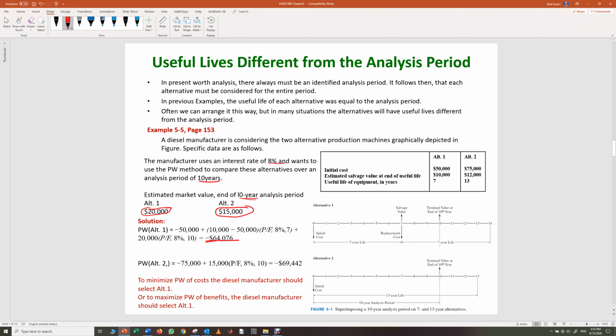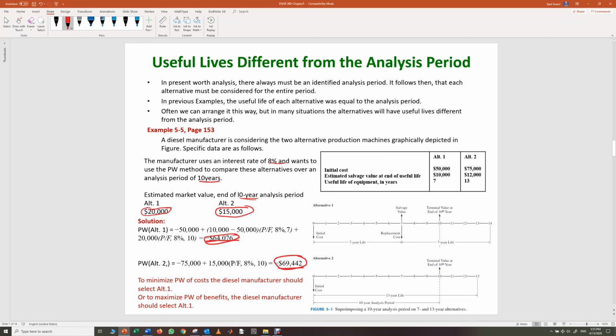Now for the second alternative, we have minus 75, which is the initial cost at the beginning of the cash flow, plus 15,000, which is the value after 10 years. 15,000, P given F, 8%, 10 years. So we get minus 69.442. So as you see here, this one for alternative 1 is less than this one.